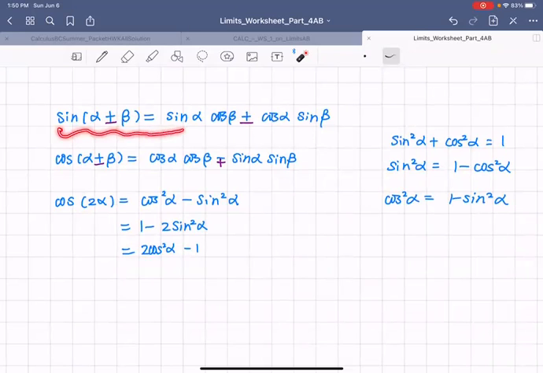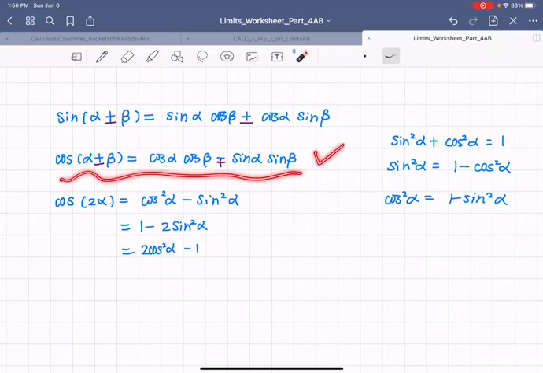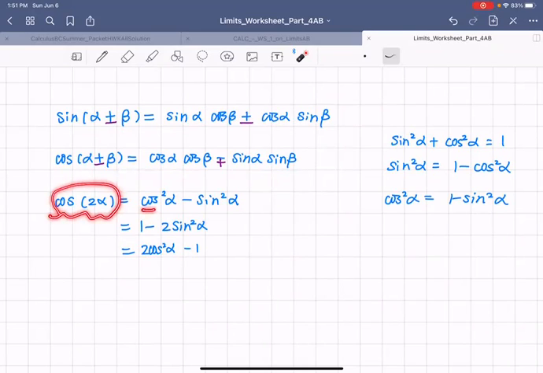Look at this. Sine of alpha plus beta equals sine alpha cosine beta plus cosine alpha sine beta, right? Now, by manipulating the formula here, cosine 2 alpha equals cosine square alpha minus sine square alpha. Also equals 1 minus 2 times sine square alpha. Also equals 2 times cosine square alpha minus 1.